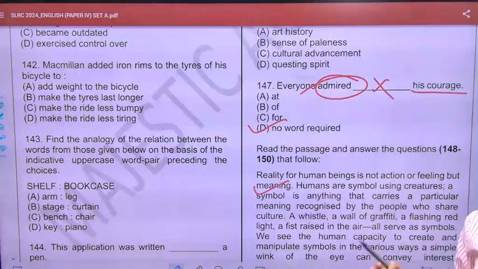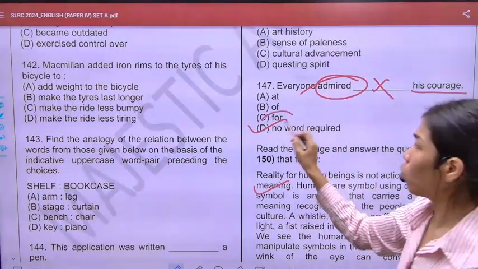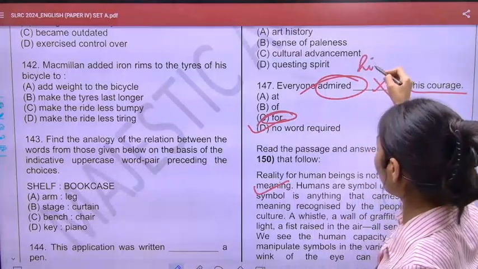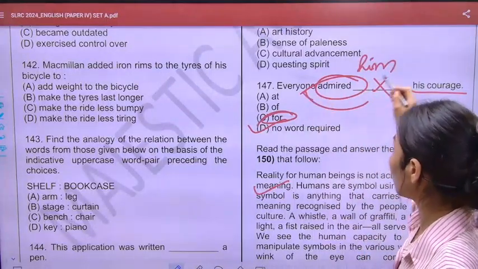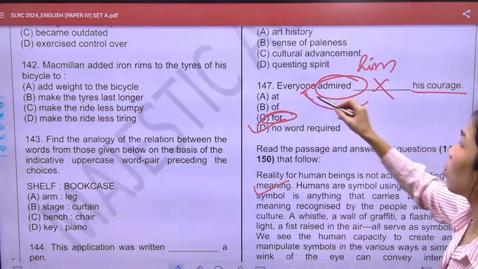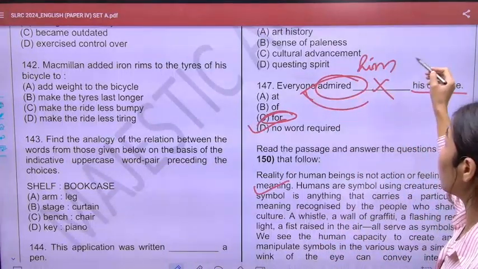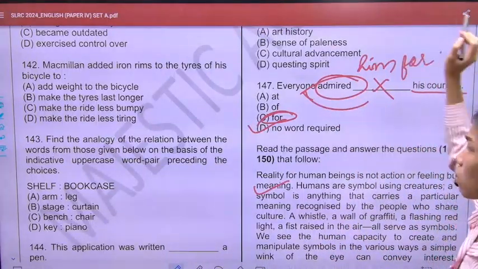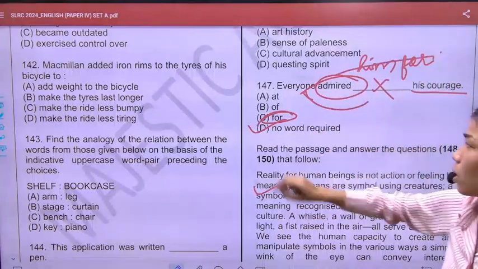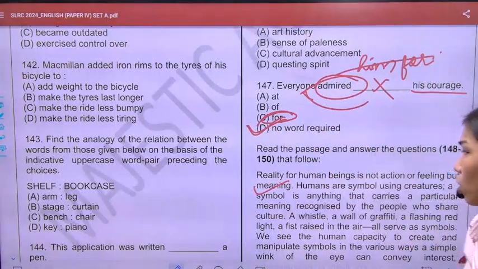his courage. Okay, when does this for come? When it already relates to the same subject, like, everyone admired him for his courage, that could have been possible, but this should not be the answer. No word required should be your answer.